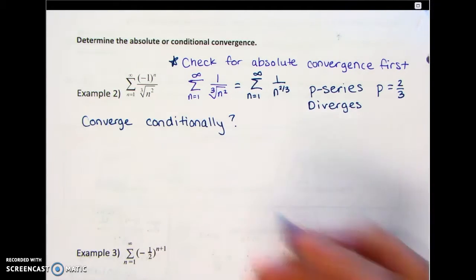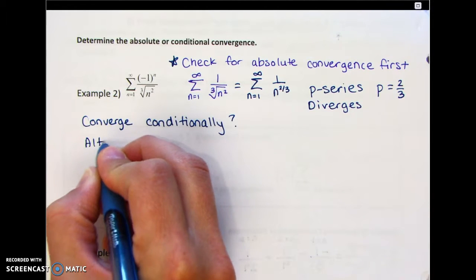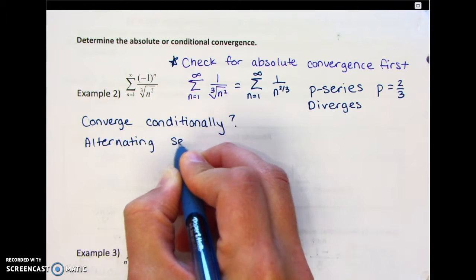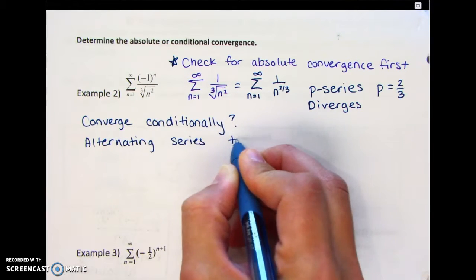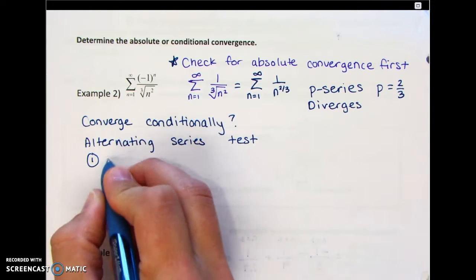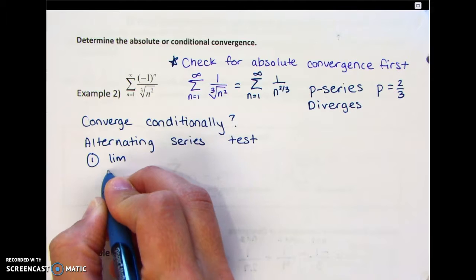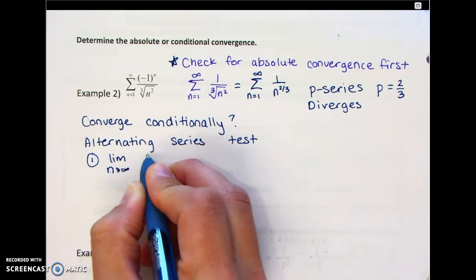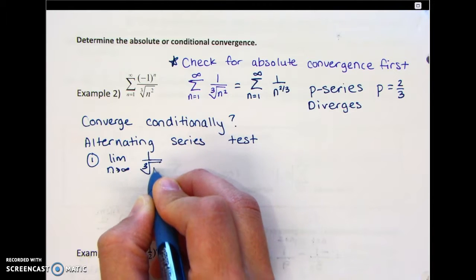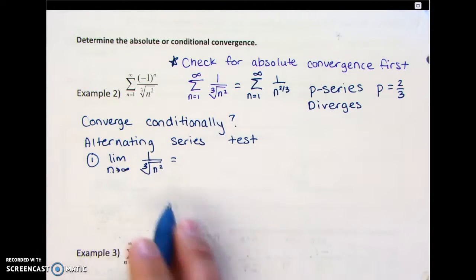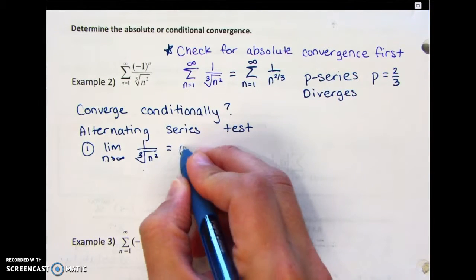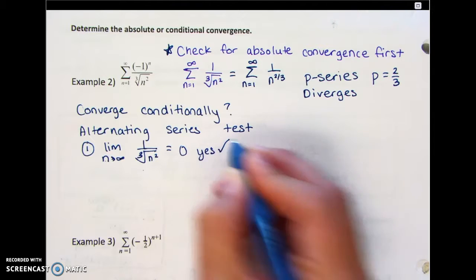So again, this is a little review of the alternating series test, we're still in the same unit. Okay, so how did that go? There's two things, right? Number one, does the limit go to 0? As n goes to infinity, does that limit approach 0? I would say yes, check.